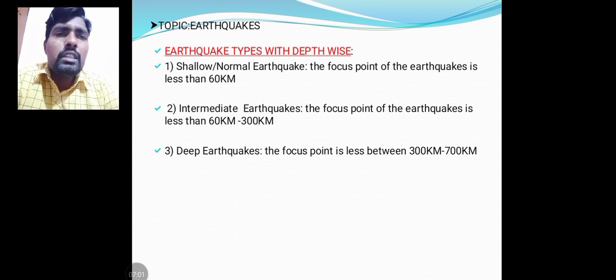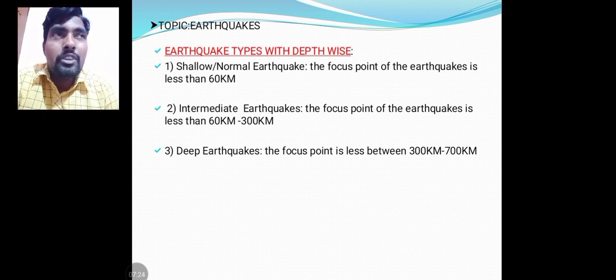And next one, deep earthquake. The focus point must be present between 300 kilometers and 700 kilometers in the area; the focus point has to be identified or recognized. Such kind of earthquakes we call deep earthquakes. The focus point lies between 300 and 700 kilometers.